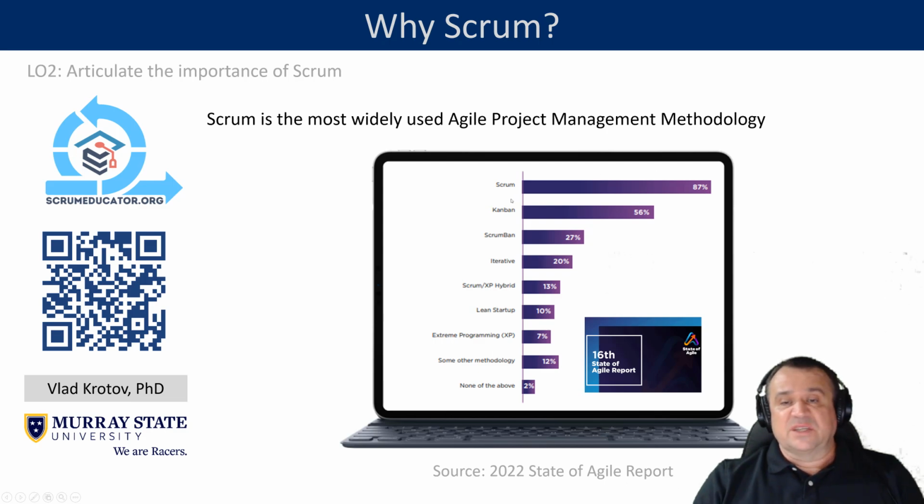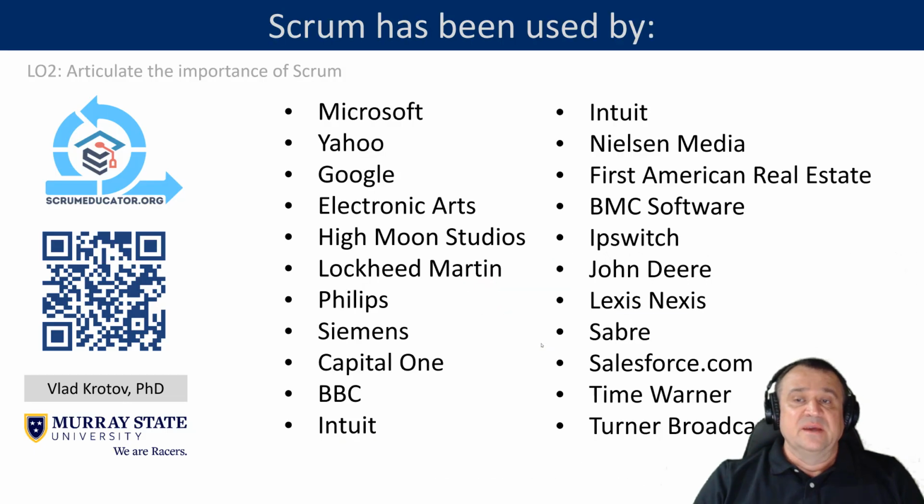Now, of course, Scrum is not the only Agile methodology. There is also Kanban, which I view as a more generic version of Scrum. There is XP programming, there is the lean startup methodology. So there are all kinds of agile methodologies out there. We're going to learn Scrum, which is one of them, but it's by far the most popular and the most widely used. Scrum has been used by all kinds of companies.